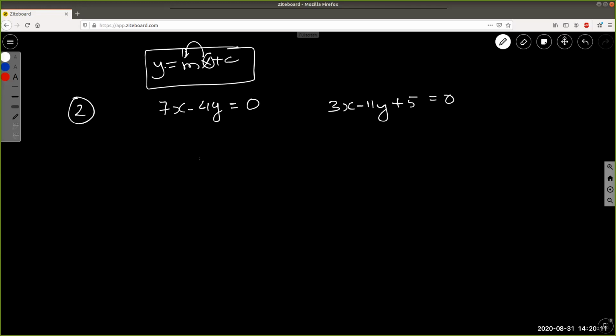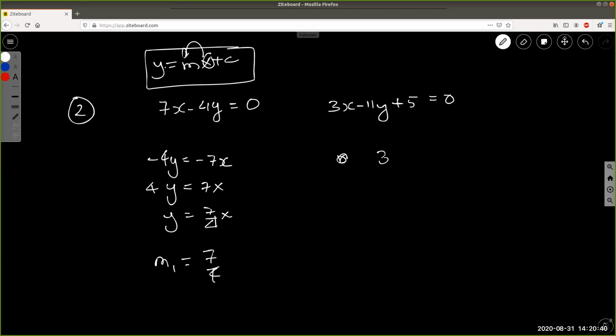So minus 4y is equal to 7x. Really? Yes. Wait, minus 4y is equal to minus 7x. So 4y is equal to 7x. So y is equal to 7 by 4 x. So what is m1? 7 by 4.